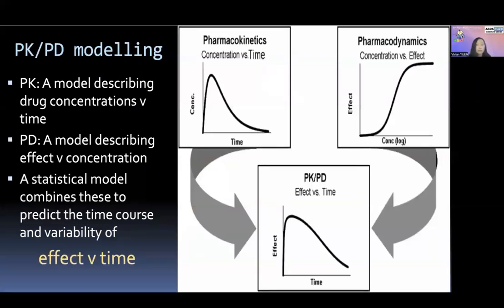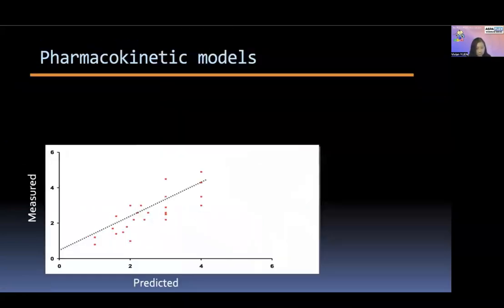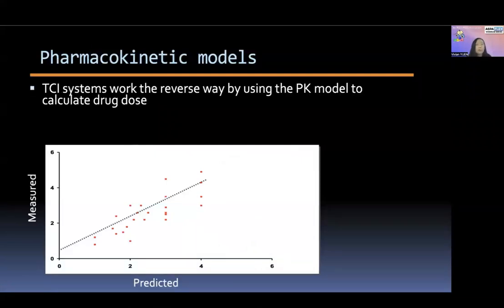A model that describes drug concentration versus time is a PK model, whereas a model that describes effect and concentration is a PD model. With statistical modeling techniques, we combine the two together into a PK-PD model, which we can use in clinical practice. Target controlled infusion systems work the reverse way, by using the PK model to calculate the drug dose.